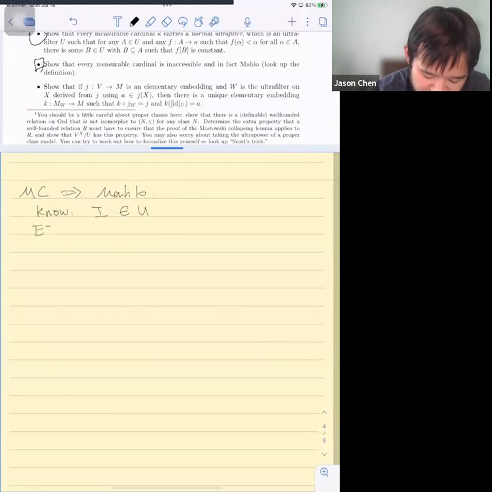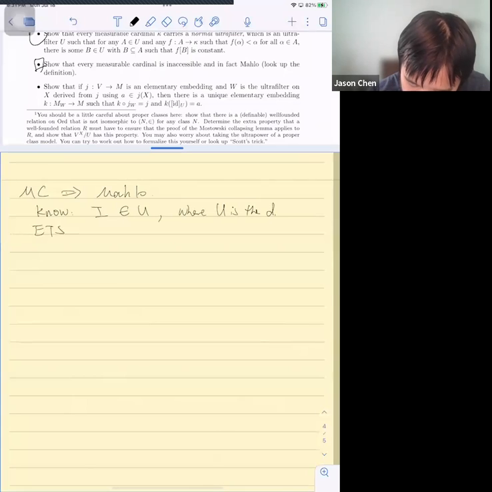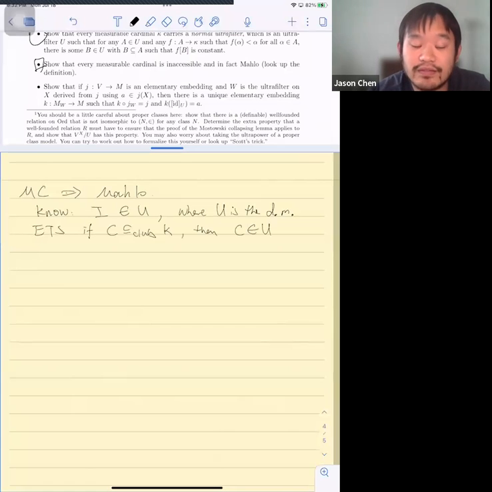Now it's enough to show that I is in U, where U is the derived measure. So it's enough to show that if C is a club subset of kappa, then C is also in the measure. Why does that suffice? Because if the ultrafilter extends the club filter, and if the set of inaccessibles is in that filter, then it intersects every club set. And that would tell us that every club subset of kappa is going to have non-empty intersection with inaccessibles below kappa.